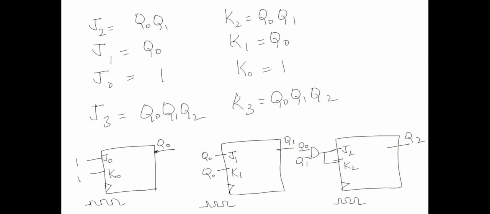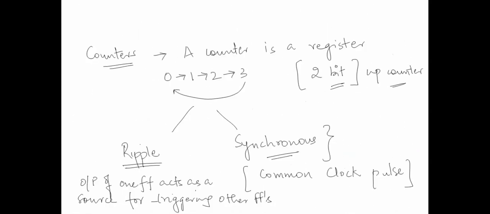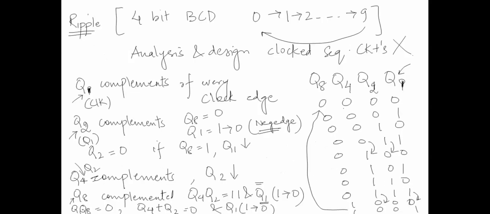Basically, in this particular lecture, we spoke about counters. We started with a definition of a counter, which is a register that goes through a predetermined sequence of steps. It could be a ripple counter or a synchronous counter. A ripple counter is one where the output of one flip-flop acts as a source for triggering other flip-flops, and the design of this has to be done analytically. The other is a synchronous counter, where we have a common clock pulse, and it can be designed using the technique we saw in detail in the previous lecture, where we did analysis and design of clocked sequential circuits.